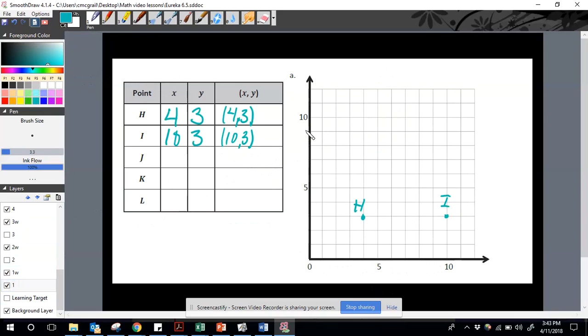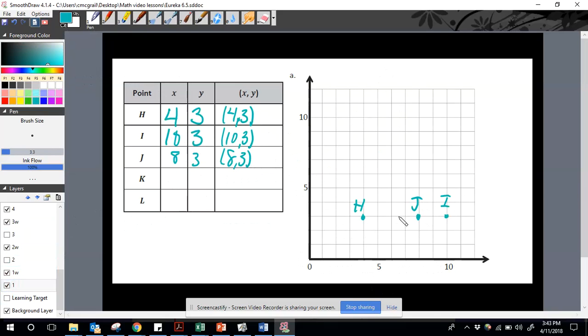Our next point is point J. Ava, would you like to read our coordinates for point J? The x-coordinate is going to be 8, and the y-coordinate is going to be 3. Which makes our coordinates 8, 3. 5, 6, 7, 8. And that is point J.